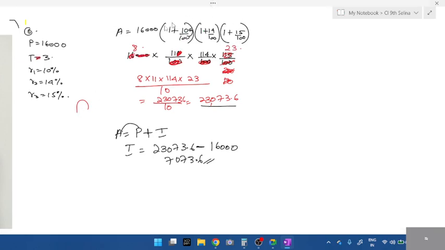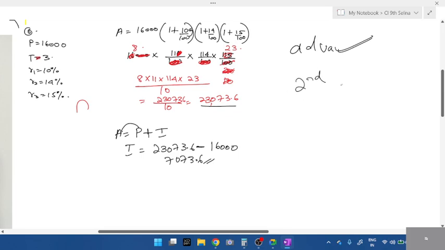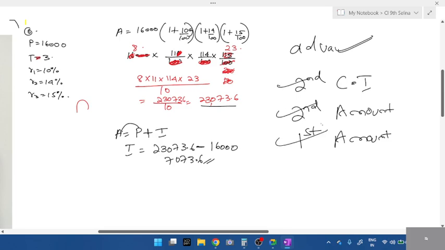See, okay, one is the advantage. What's the advantage? The formula is easy to solve, right? Step by step takes some time. The disadvantage here is, can we find second year interest? Is it possible to find second year compound interest? Is it possible to find second year principal or second year amount using the formula method? No. Is it possible to find the amount at the end of the first year? No. So if you do year by year, is it possible to find all this?